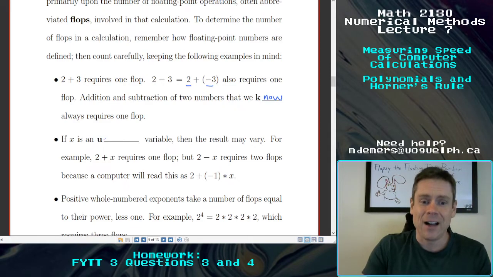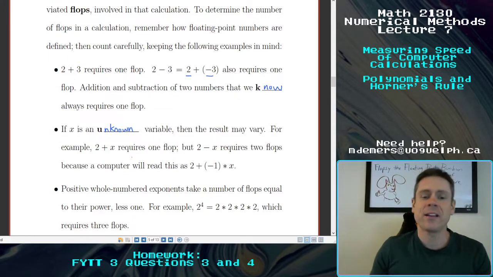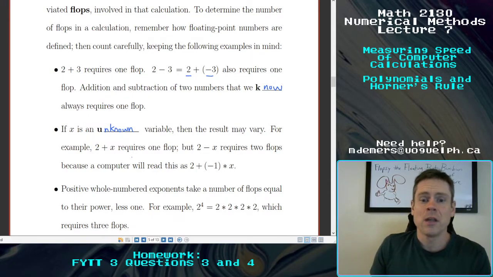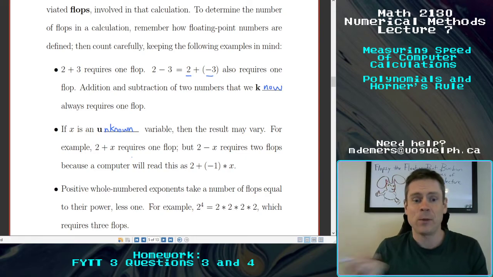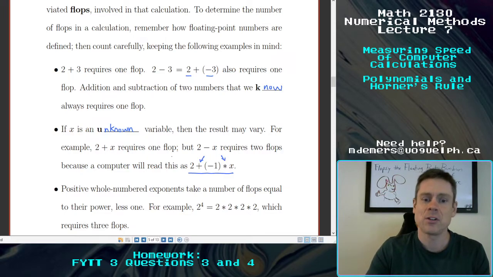If x is unknown, however, the result might vary, okay? So 2 plus x requires one flop, but 2 minus x will require 2. If we don't know what x is to begin with, a computer is going to read this as 2 plus negative 1 times x, and I see 1, 2 flops there in order to get it right. There's the second arrow right there. 2 flops, not just 1.